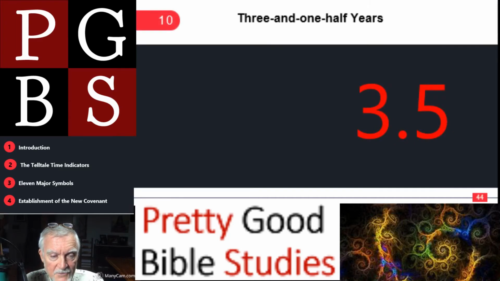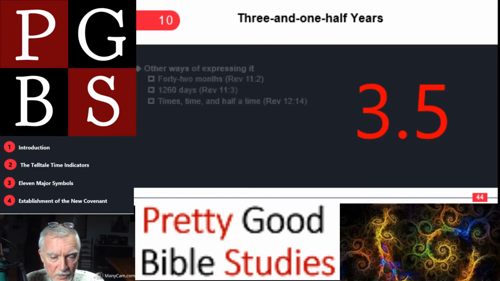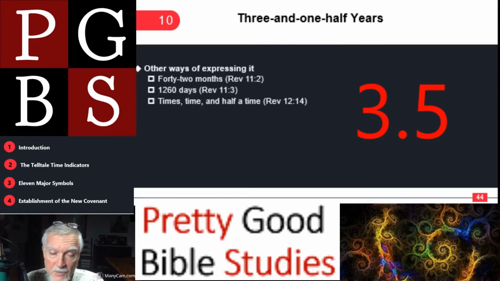All right, now let's look at the last symbol that I'm going to take up in this PowerPoint. It's the 3.5 years. Now, there's other ways of expressing it. The scripture sometimes calls it 42 months. Sometimes it calls the period 1,260 days. Sometimes it says times, time, and half a time. All of them refer to 3.5 years.